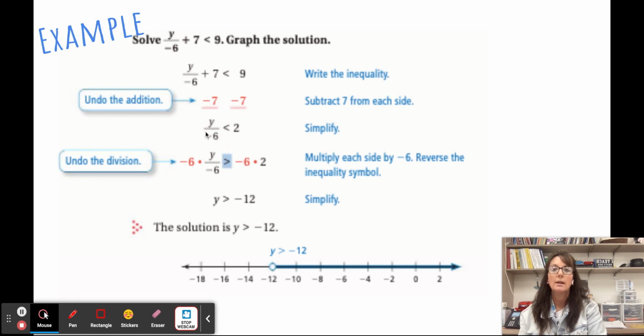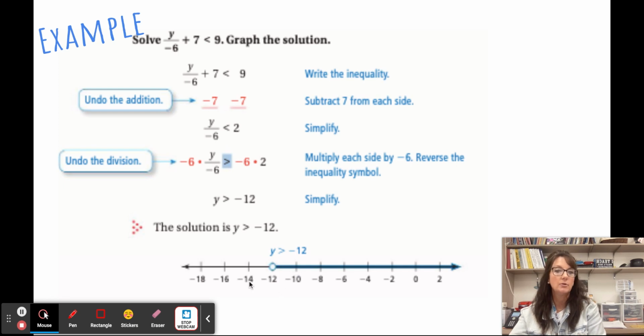Then y divided by -6. Since you are multiplying by a negative, you have to reverse the symbol. That's a very important step and one that you just have to memorize. So again, practice, practice, practice. Y is greater than -12, and you could graph it.